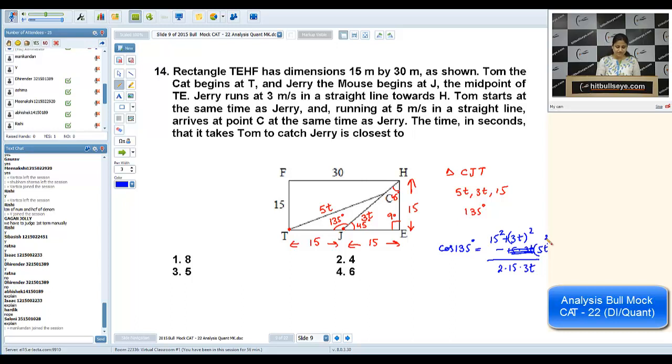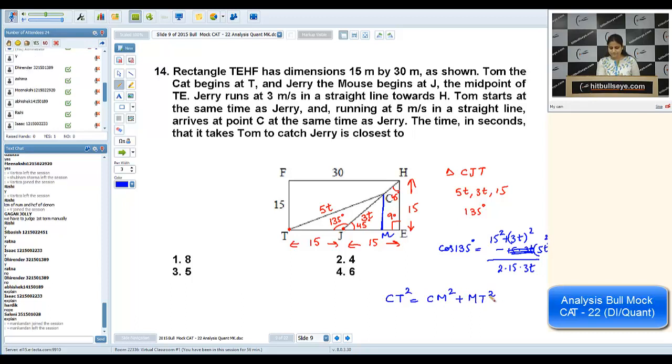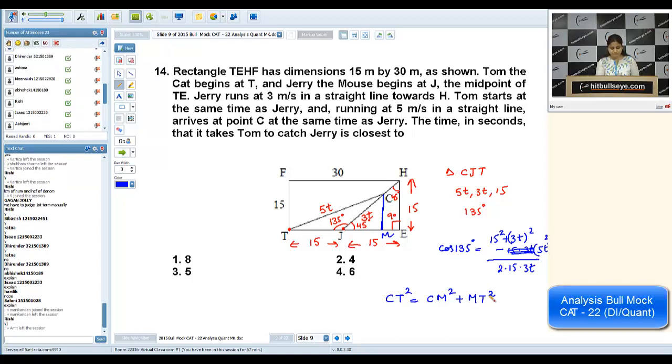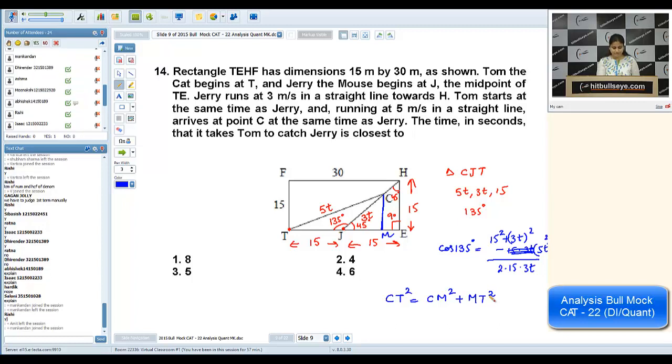That is one way. We can apply one more method here. I can drop a perpendicular. You will get the same equation. You can apply Pythagoras here. Now if I take triangle CT, let this point be M. CT square will be CM square plus MT square. You can apply Pythagoras now. Is it okay? All of you? Clear? Okay. Let us move further.